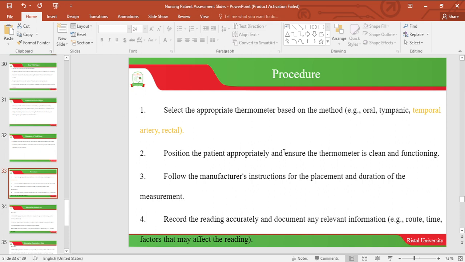The second point in the procedure is to position the patient appropriately and ensure that the thermometer is clean and also functioning well. Then follow the manufacturer's instructions for the placement and the duration of the measurement. Record the reading accurately and document any relevant information, for example, the route that you used for taking the temperature and the time factors that could have affected the reading.